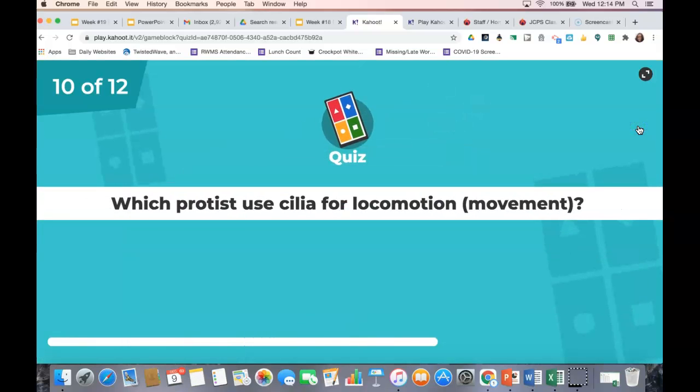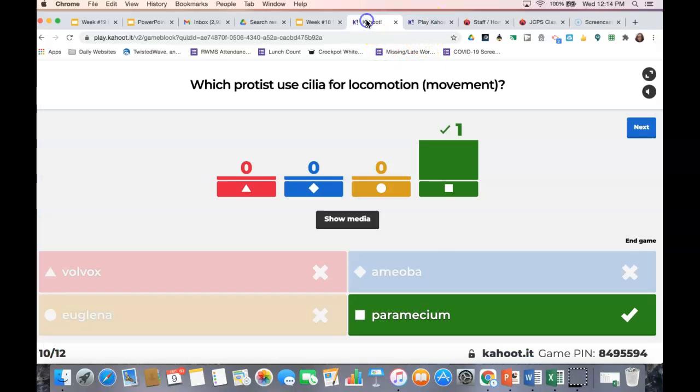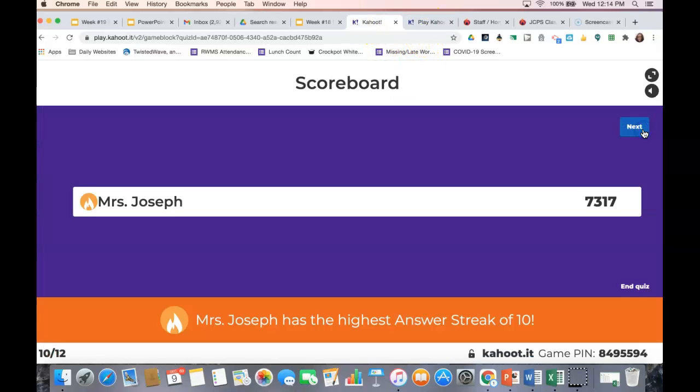Which protist uses cilia for locomotion? So cilia is that fancy word for little tiny hairs. And remember, our paramecium is our hairy potato. So that's definitely going to be our paramecium.